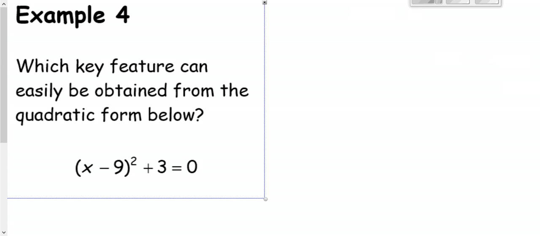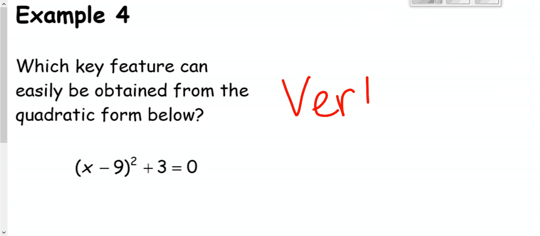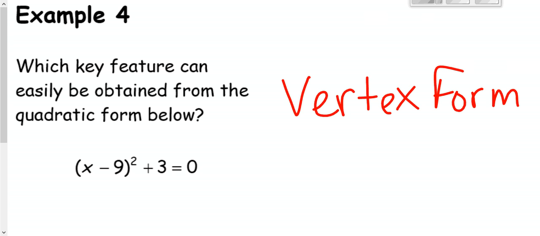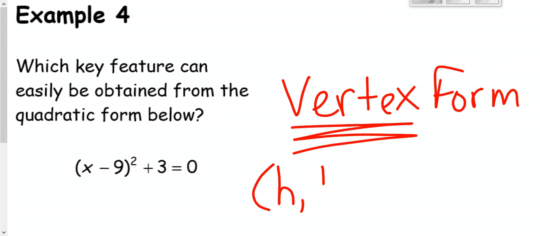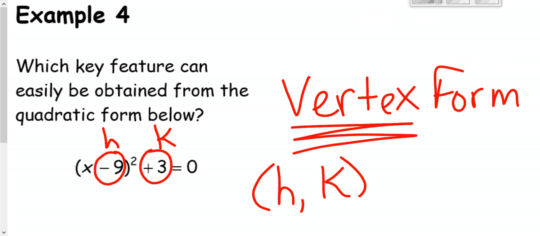If we look at example 4, this is vertex form. And I think you can gather from the name what key feature we can obtain. We can find the vertex. Your vertex will always be your h and k value, right? That would be your h and k value. But you have to remember that the sign for h is different in your vertex than it is in vertex form. For example, this vertex here would be a +9, +3.